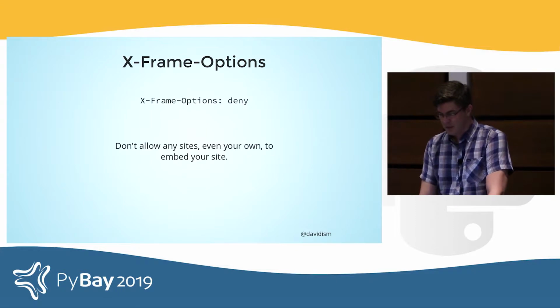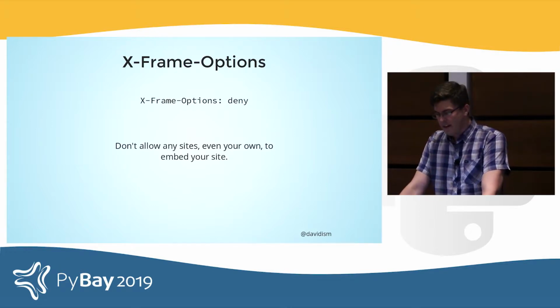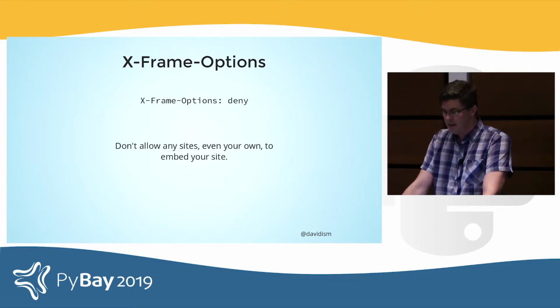So let's get into a couple easier headers. Now that you've got HTTPS set up and secure, the X-Frame-Options header prevents the browser from displaying your website as an embedded iframe on another site. So for example, I at foo.com can't embed twitter.com inside my site and look like Twitter.